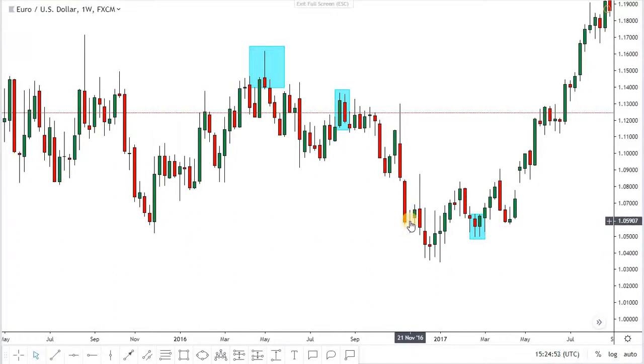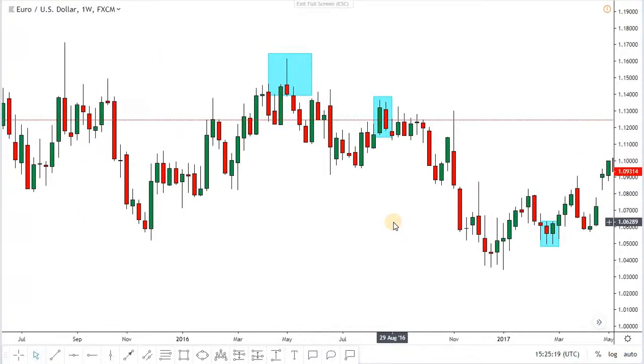So if you see this inside a long trend, whether it's up or down, it's a warning signal that the price may reverse soon. It means that the buyers or the sellers cannot take control of the price and cannot take control of the market, so the price will reach the peak soon.